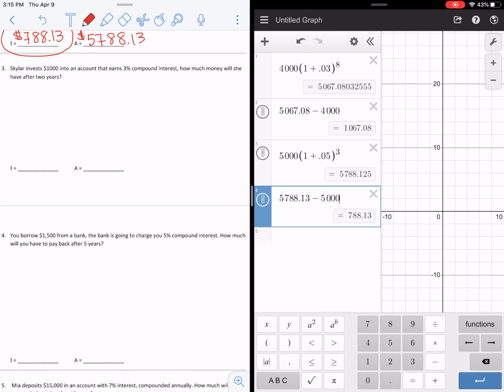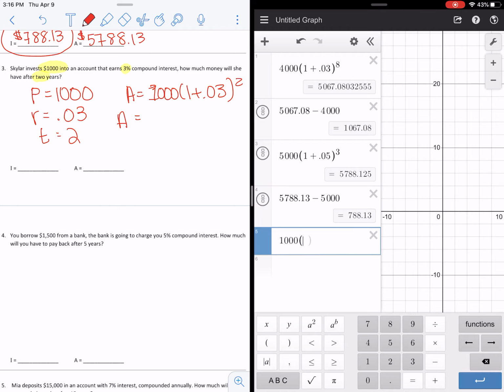Number 3, Skylar invests $1,000 into an account that earns 3% compound interest. How much money will she have after 2 years? So again, the P is going to be $1,000. The rate is going to be 0.03. The T is going to be 2. And then all we're going to do is plug it right in. 1,000 times (1 plus 0.03) to the second power. And if we just use our calculator once again, that gives you $1,060.90. And we know that's going to go over here.